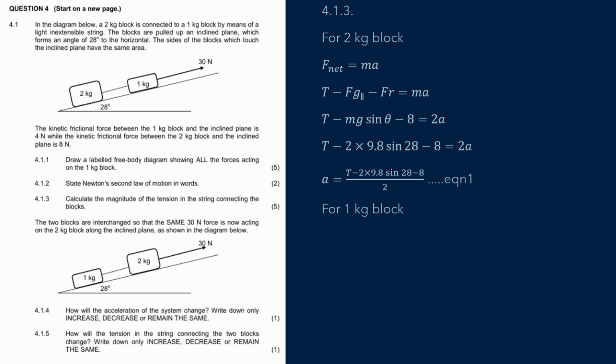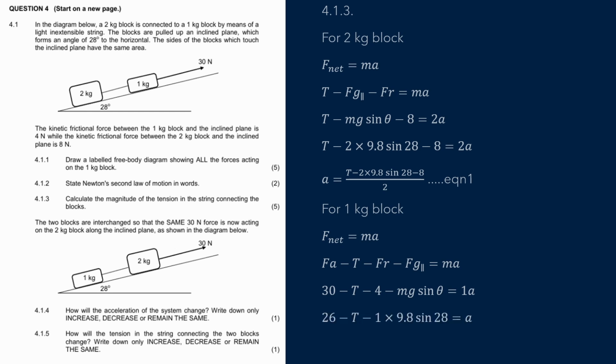Moving on to the 1 kg block. Again, applying Newton's second law, Fnet is equal to ma. I notice that on the 1 kg block, there are 4 forces that are along the direction of the motion. That is the applied force, tension, friction, and Fg parallel. The only force that is in the direction of the motion is the applied force. This time around, T is negative because it opposes the motion. Hence I'll have Fa minus T minus Fr minus Fg parallel equals ma. Substituting in the formulas, I get 30 minus T minus 4 minus mg sin θ equals 1a.